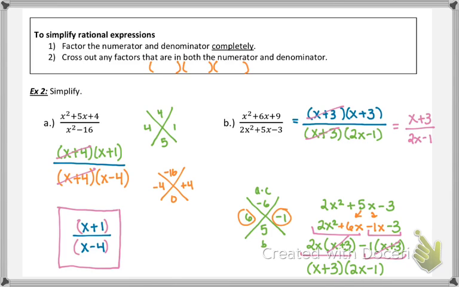Remember, x plus 3 is one factor and 2x minus 1 is one factor, so you can't cross out the individual terms. And that's it. If you factored and there's nothing you can cross out, then your rational expression is already simplified and you can't simplify any further.